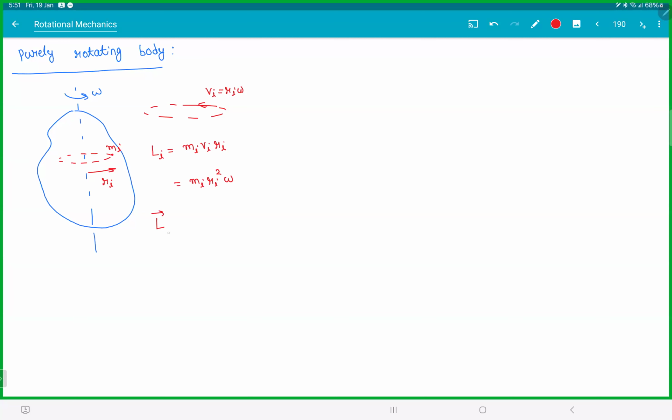So L bar about the system will be sigma Li, which is sigma mi ri square omega. And if you observe, this term keeps popping up everywhere, sigma mi ri square. So angular momentum about an axis is given by the I about this axis into omega bar. This is for pure rotation. If a body is purely rotating, you can take angular momentum like this about the axis.